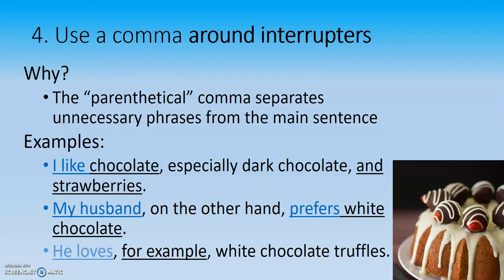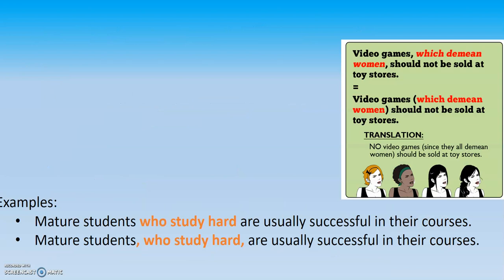So we've talked about 4 of them so far. Here's rule number 5, and it's really related to what we just talked about. This has to do with using a comma with a relative pronoun. So here is an example. These 2 sentences are actually both correct, but they mean slightly different things.